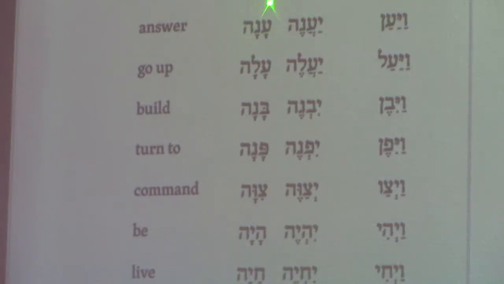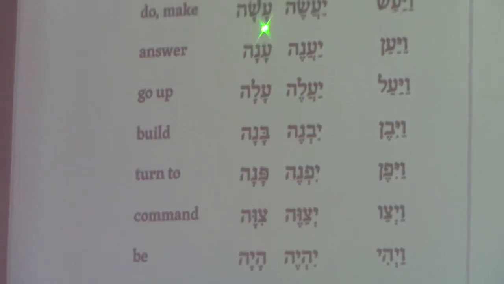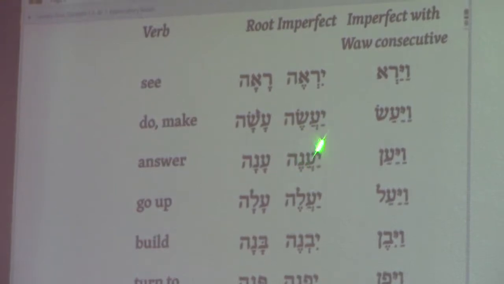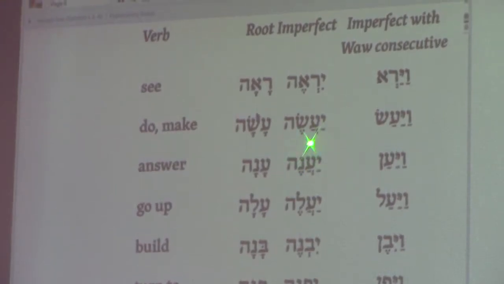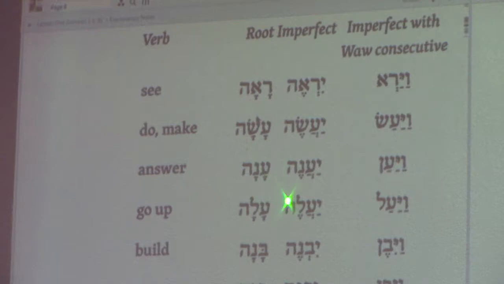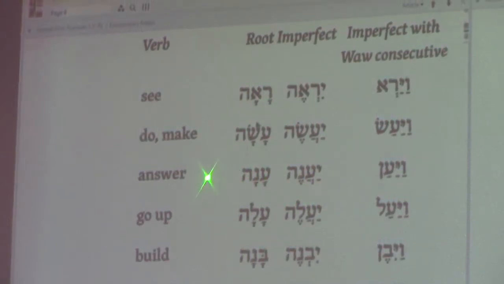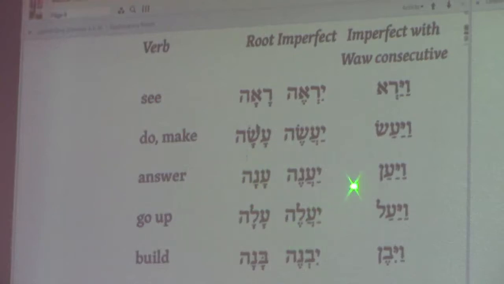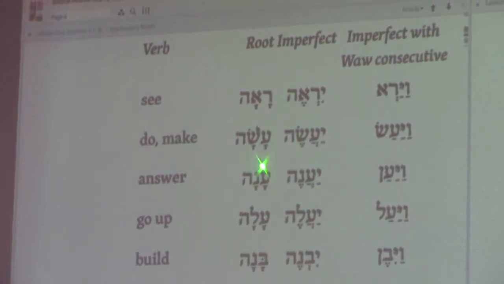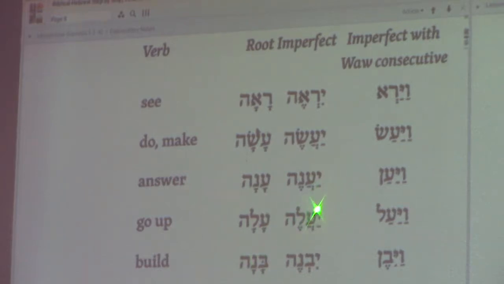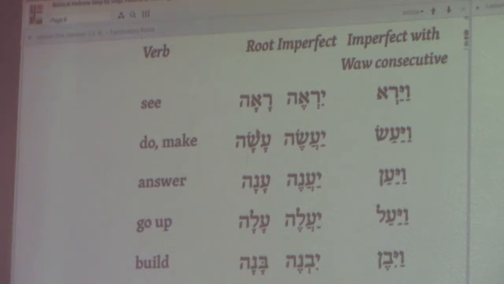Now it's different when you have a guttural like ayin. Anytime you have a guttural like ayin, you're going to end up with the same pattern. It's going to have patah, hataf patah, segol. And you'll see it every time. It will be very consistent. So here's asa, to make, and ana, to answer. What's going to happen with that? Because they both start with the ayin, the gutturals, it's going to have patah, hataf patah, segol. Okay?